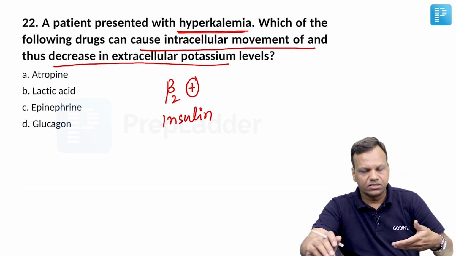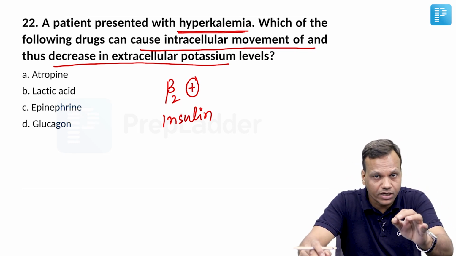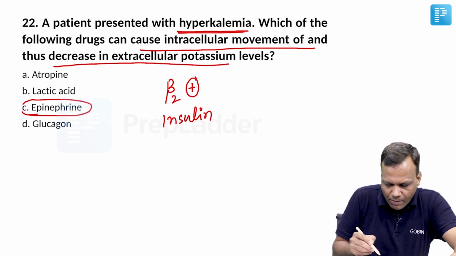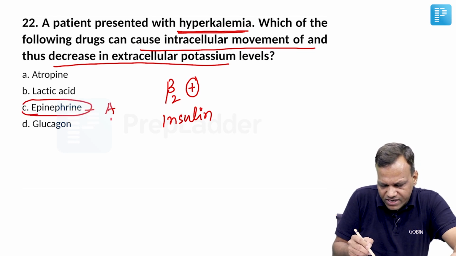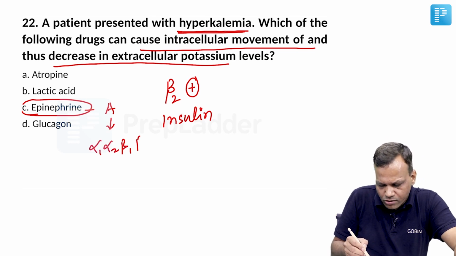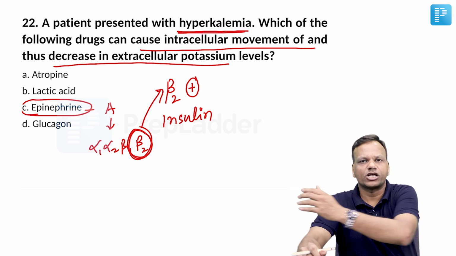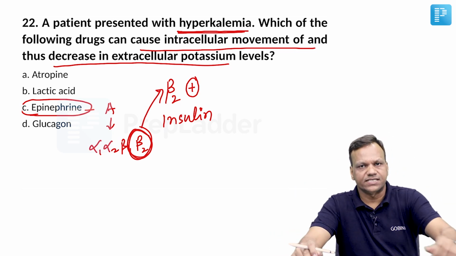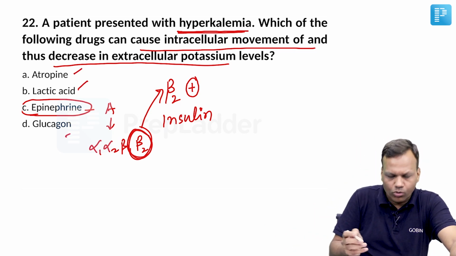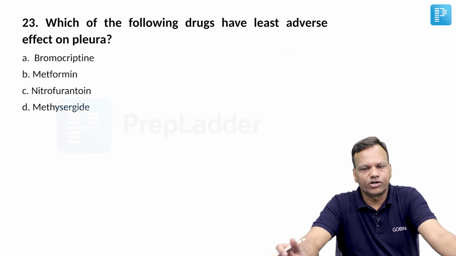But if you see the options, beta 2 agonist or insulin is not given. But if you see the options carefully, a beta 2 agonist is given, and that is epinephrine. Remember, epinephrine's other name is adrenaline, and we discussed A for adrenaline, A for all the receptors: alpha 1, alpha 2, beta 1, beta 2. So by stimulating the beta 2 receptor, it can increase the movement of potassium inside the cells, so potassium can decrease in the blood. The other options, atropine, lactic acid, glucagon, cannot cause this. So the answer is epinephrine. Okay, moving to the last question.